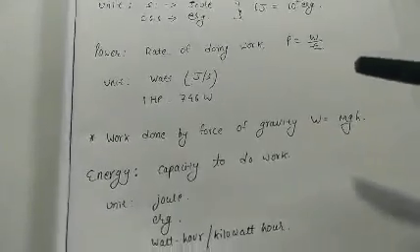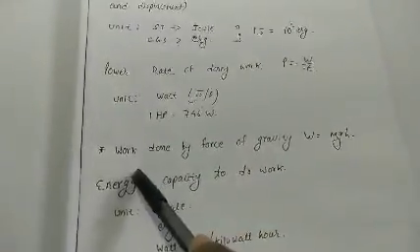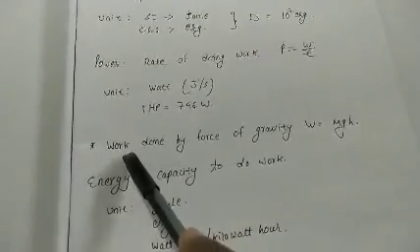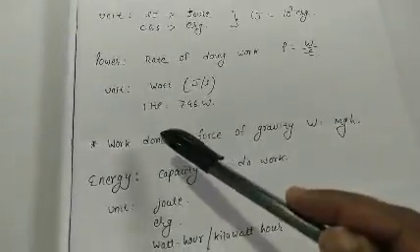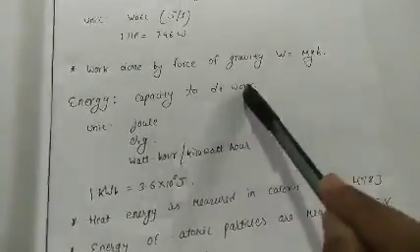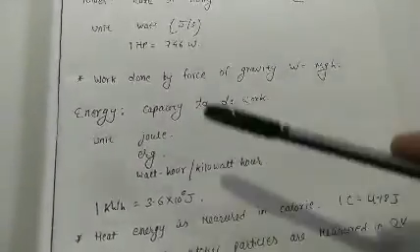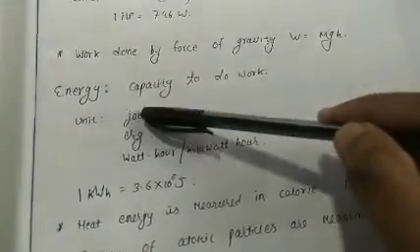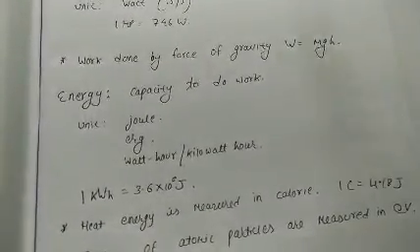Now I forgot to write this on top. It's also work done, but it is work done due to the force of gravity. Gravitational work done: W equals mgh. And now energy. Energy is the capacity to do work. More energy, more ability to do work. Less energy, less ability to do work. Its units are SI joule, CGS erg, and we also have a commercial unit.